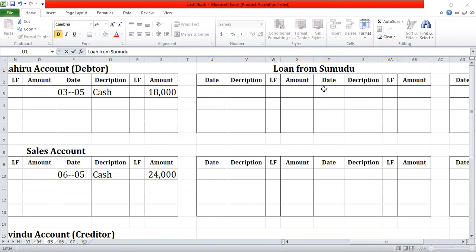The date is 14th of May. Cash, amount 27,000. Okay. Good.